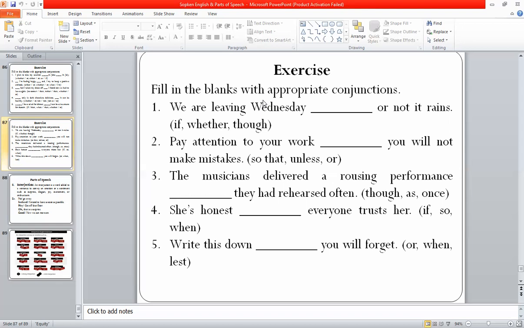So what would be the proper or correct conjunction we will use here? The musicians delivered a rousing performance. We will use here as. Okay, the musicians delivered a rousing performance as they had rehearsed often.